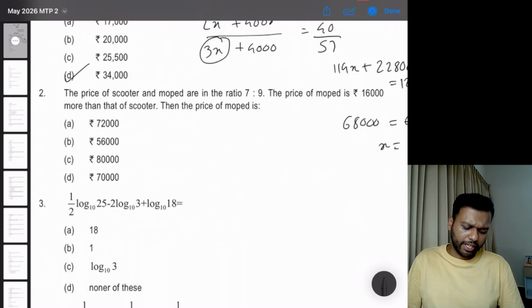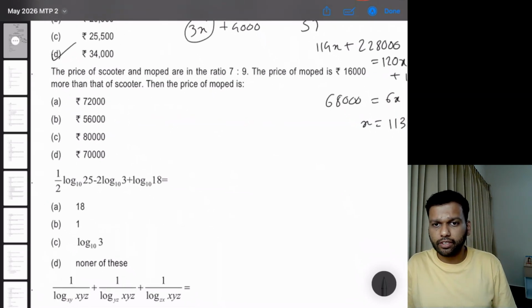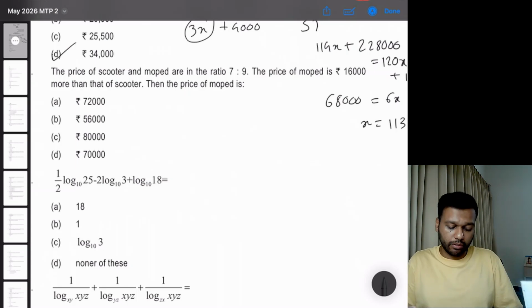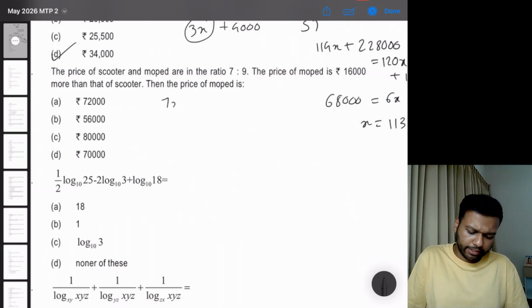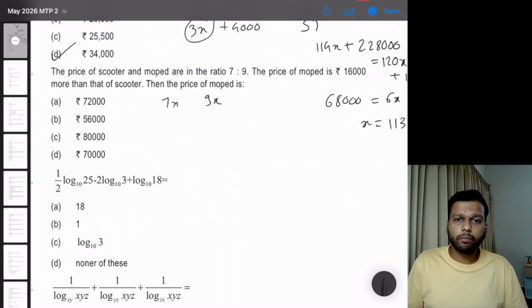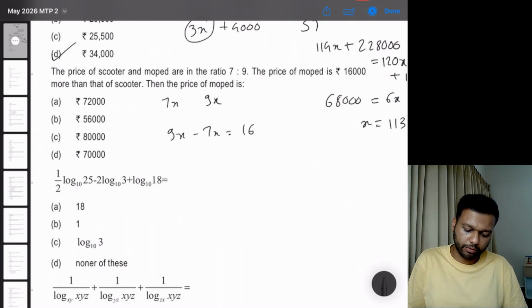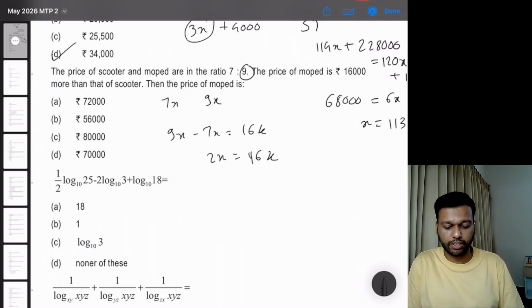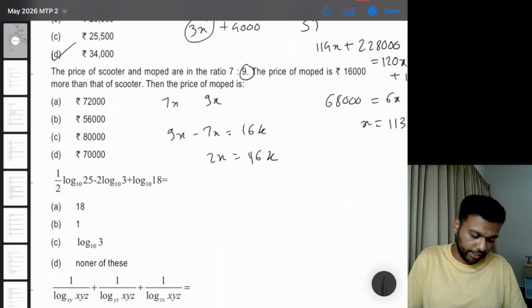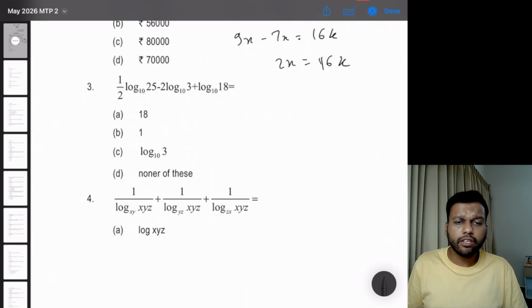Done. Second, the price of scooter and moped are in the ratio 7:9. The price of moped is 16,000 more than that of scooter. The price of moped is, okay, so if we assume the prices as 7x and 9x, then we know that price of moped is 16,000 more. That means 9x minus 7x is 16,000, right? So that means 2x is 16,000. That means x is equal to 8,000. If x is 8,000, then price of moped will be 8,000 into 9, which is 72,000. Option A.